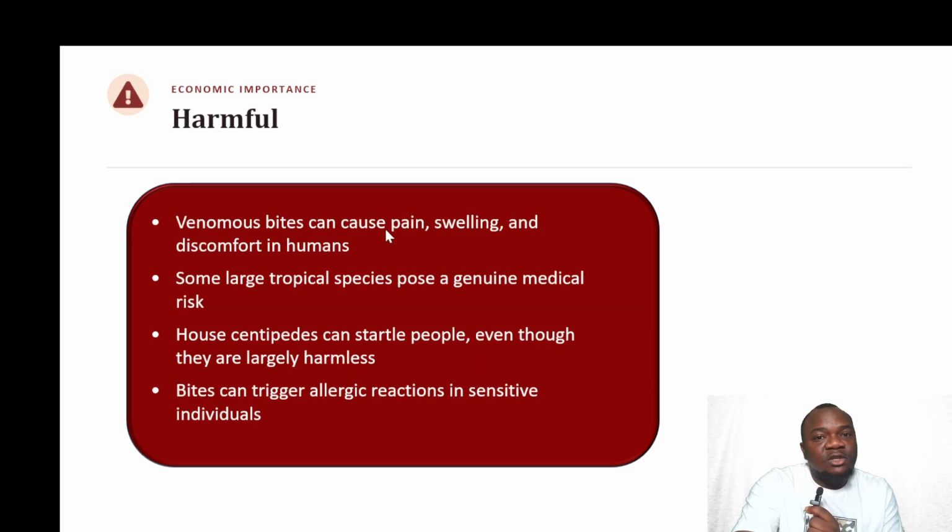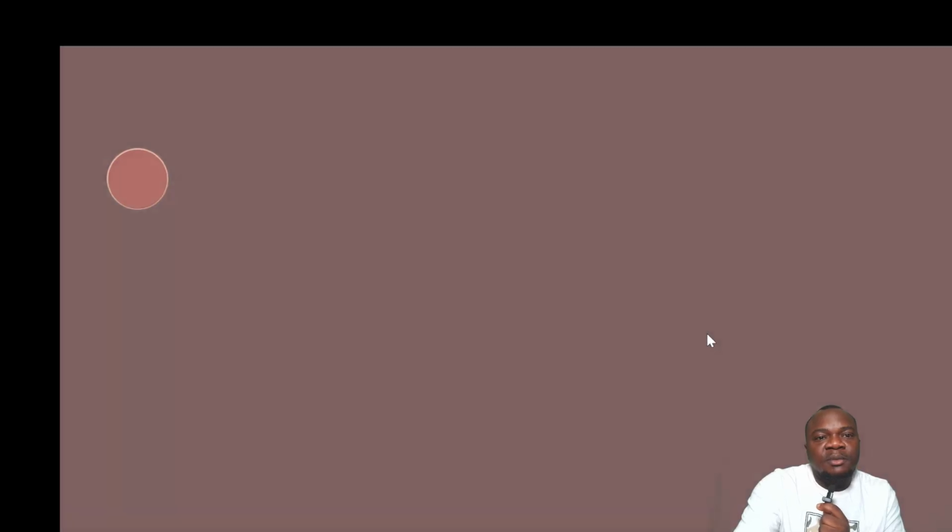Then the harmful effects of them is that they have venoms. When they bite, the bite causes pain, swelling, and discomfort in humans. And some large tropical species pose genuine medical risk. Centipedes can also startle people. When you see it, it looks very disgusting. Trust me, the way they move and all. So even though they are largely harmless, they look very disgusting. And the bites can trigger allergic reactions in sensitive individuals. So this is just one of the negative aspects of them.